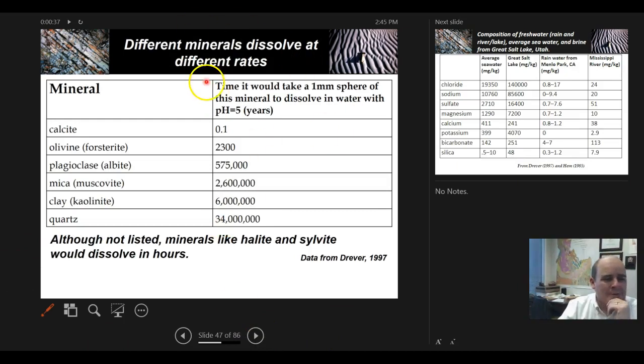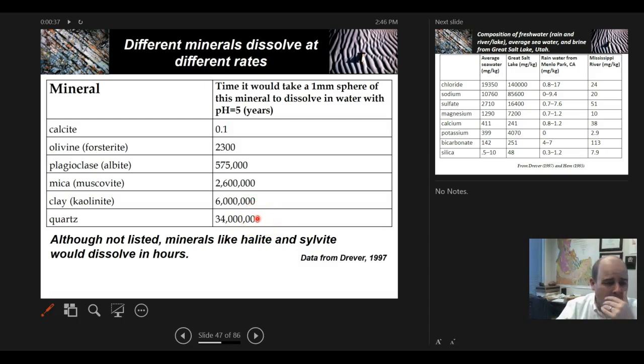So these different minerals will dissolve at different rates. If I get a small sphere of calcite, it will dissolve fairly quickly, right? This is the time it would take a 1 millimeter sphere of this mineral to dissolve in water with a pH of about 5. So calcite would do it in about a month or less. Whereas olivine, which is one of my favorite minerals, is going to take almost 2,300 years to dissolve away. Whereas quartz is going to take almost 34 million years to dissolve away. So it's very resistant to different things.